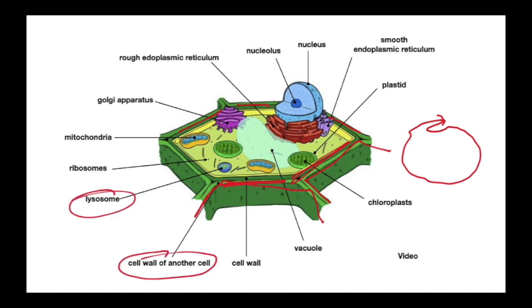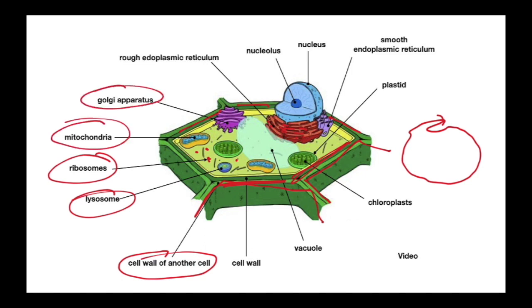There's a lysosome, the garbage cleaners. Little dots again can be floating in the cytoplasm, ribosomes, or on the rough ER, you have ribosomes, mitochondria, the powerhouse. There's the Golgi Apparatus, the rough ER.